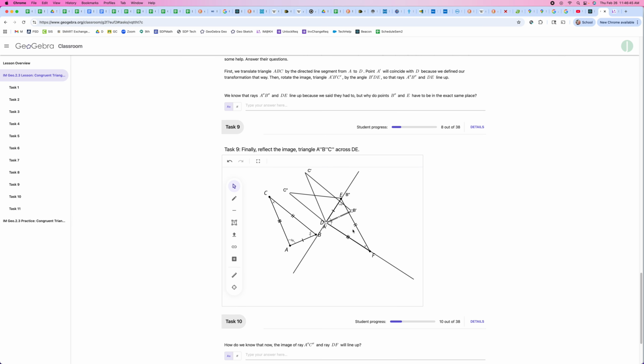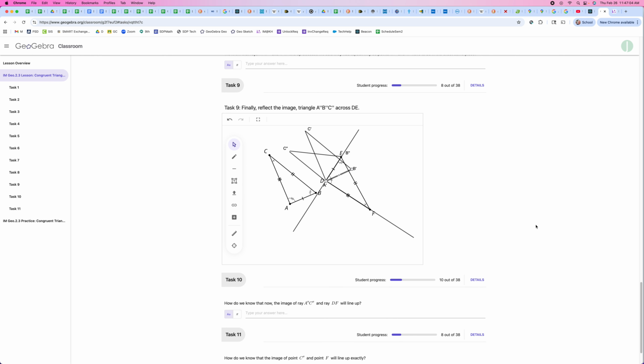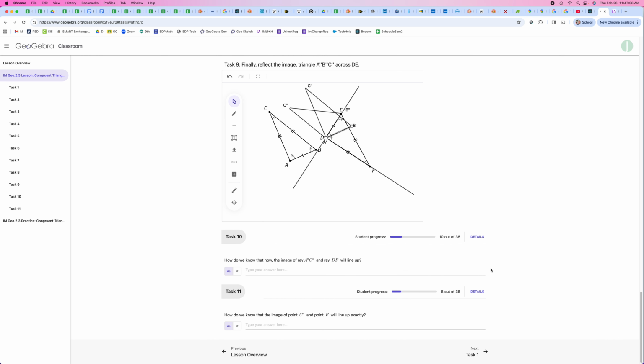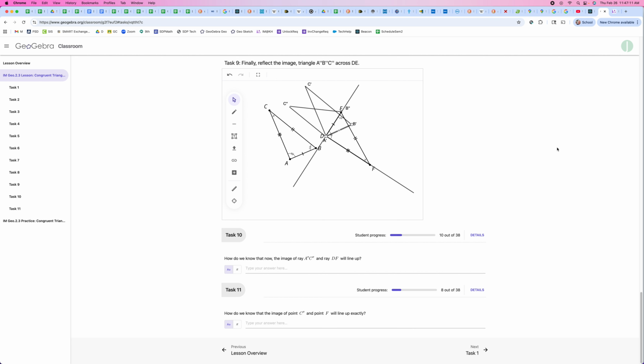So that means that this piece, which got slid over to here and then rotated over to here and then flipped all the way down to here, has to be the same length. So if A stays on D, then C has to land perfectly on F. There you go. Okay, so that is this lesson. Work your way through the practice problem.